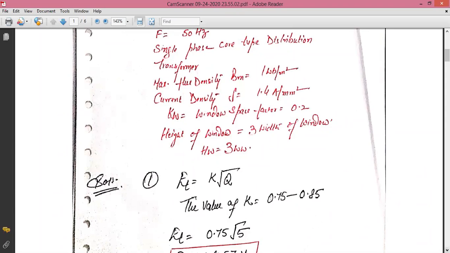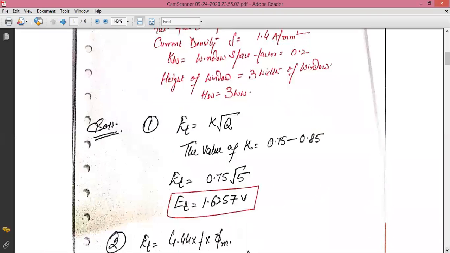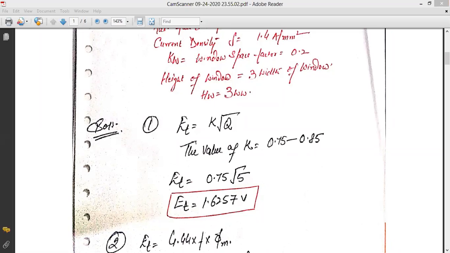Is it clear now? If the value of Bm is not given in the numerical, then you can use Bm equal to 1.3 to 1.5 Weber per meter square. But if the value is given in the numerical, then you can use that particular value. For example, in case of current density, I can give you the value that the current density will be equal to 2.4 amperes per mm square. But in this numerical, the current density is given as 1.4 amperes per mm square. So we can use that particular value here. Okay, fine.